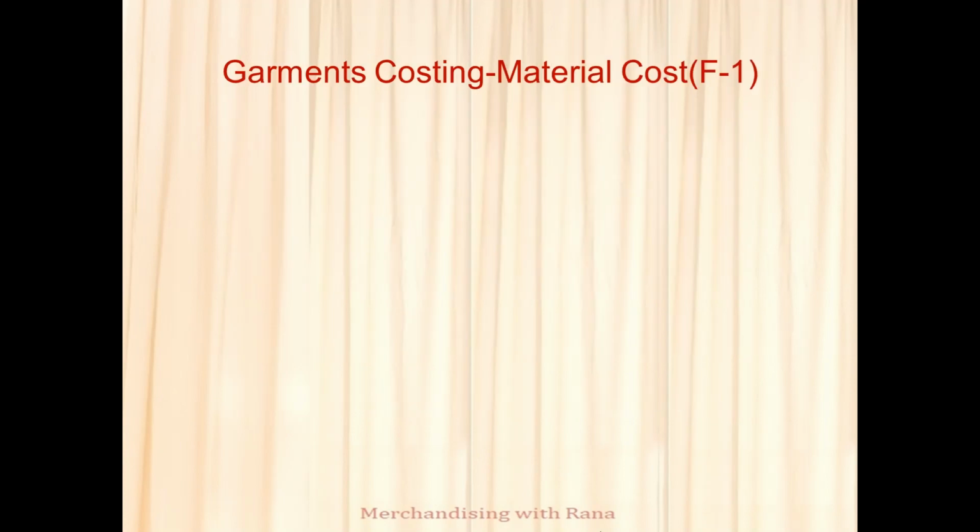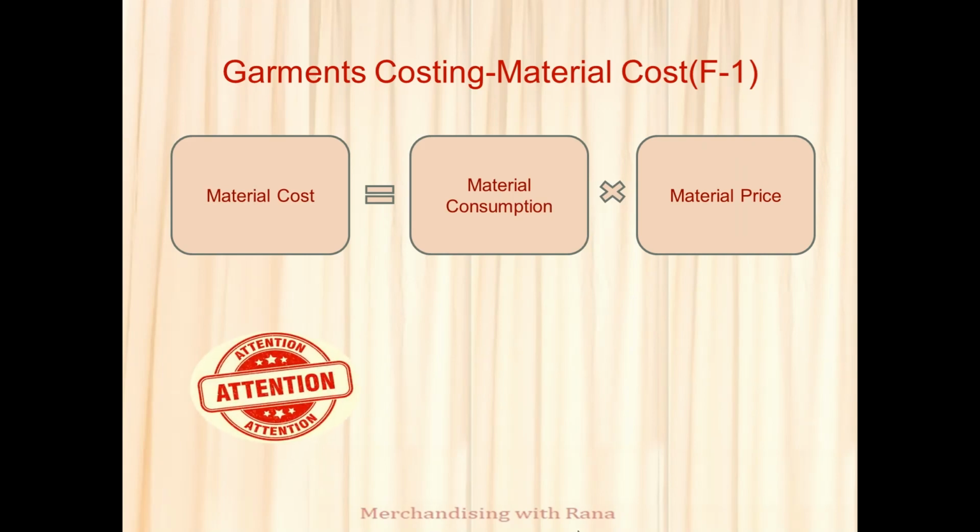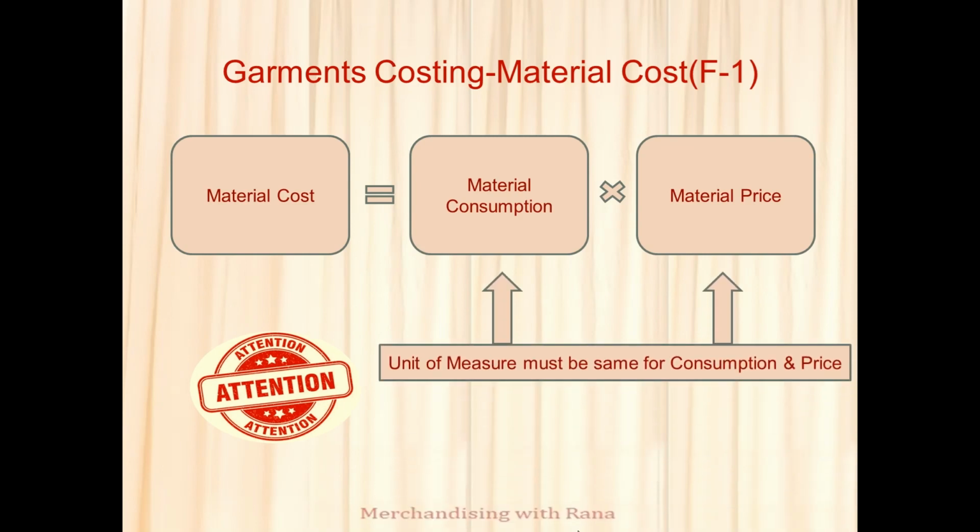Now, the major formula of garment costing, the material cost. Material cost is equal to material consumption multiplied by material price. It is a simple formula. You have to remember that. But attention, the unit of measure must be the same for consumption and price.